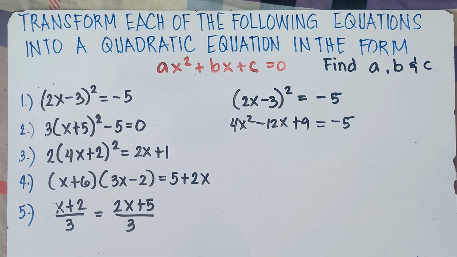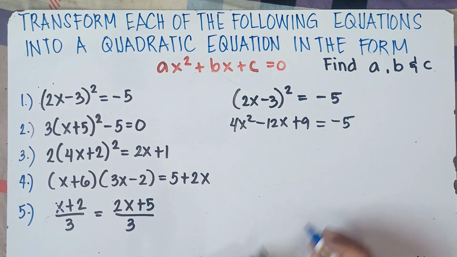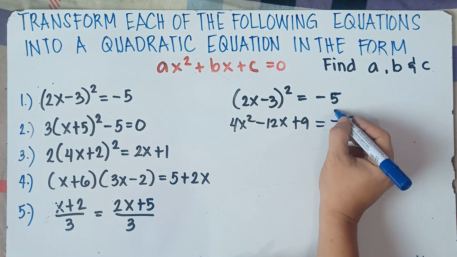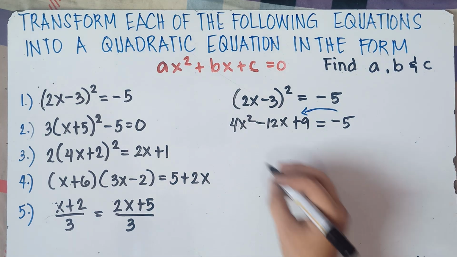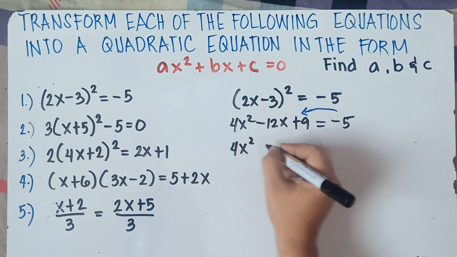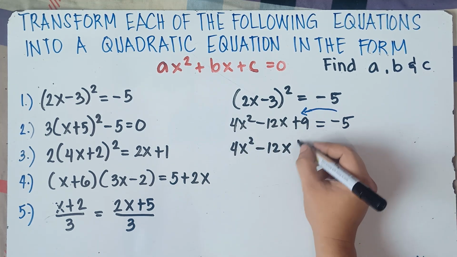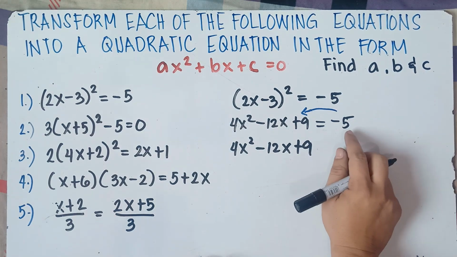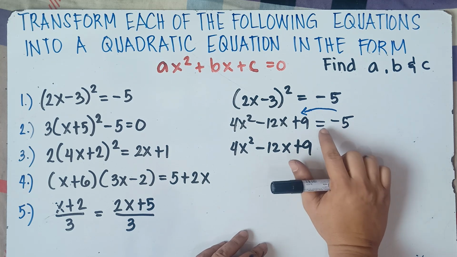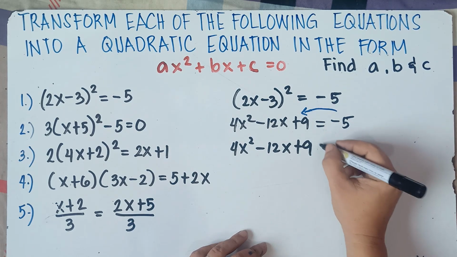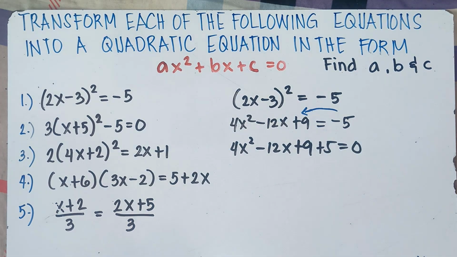So, if you master the square of binomial, class, I'm sure this will be very easy for numbers 1 to 3. Alright, the next step, class, you transpose negative 5 from right to left. Once again, class, if you're confused with the square of binomial, just simply use the FOIL method. So, copy 4x squared minus 12x. Copy plus 9. We transpose negative 5 from right to left. Do not forget, class, once you transfer from this equal sign, you always change the sign. This is negative 5. It will be positive 5 equals 0.